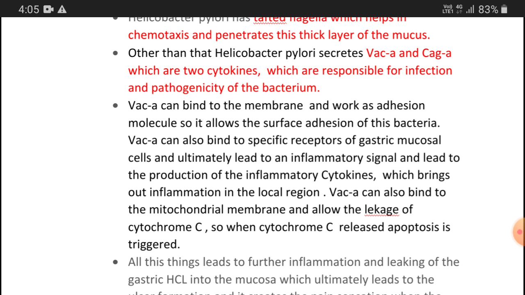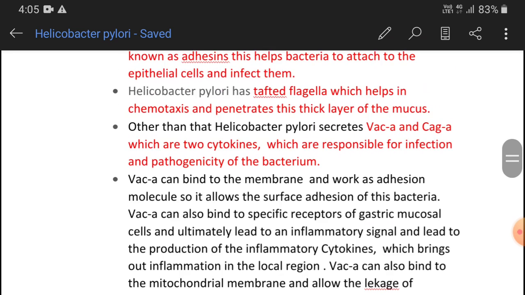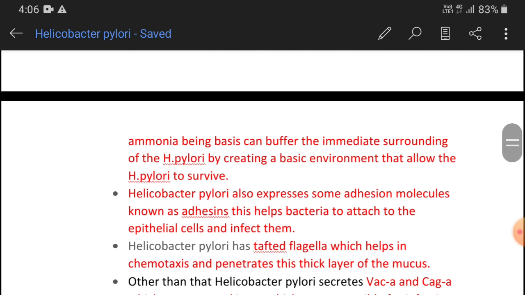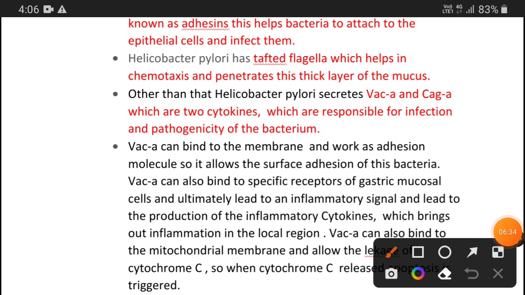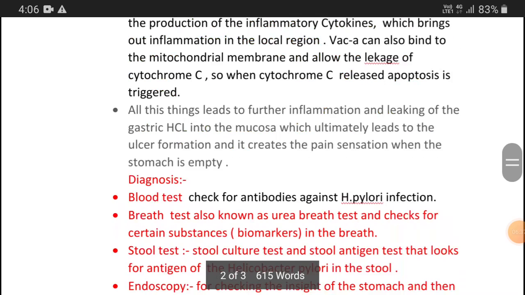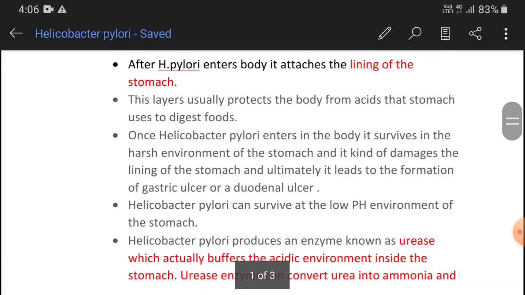Okay, not only that, VacA also binds with the mitochondrial membrane and facilitates cytochrome C leakage, and this cytochrome C leakage will cause apoptosis. Okay, so all these things, that means the act of urease, the act of adhesion molecules, the act of flagella, and at last the act of VacA and CagA, promote further inflammation and ultimately cause leakage of the HCl, that is gastric HCl, into the mucosa, which ultimately leads to the gastric ulcer or duodenal ulcer and creates a pain in the stomach, especially when the stomach is empty. That is the total overall concept of the ulceration process, right?